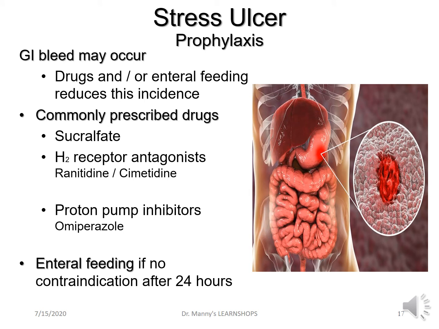Stress ulcer prophylaxis is the second. So gastrointestinal bleeding could occur just by being in a stressful situation, by being on a mechanical ventilator. Drugs and enteral feeding could reduce this incidence, and commonly prescribed medications are sucralfate, histamine 2 receptor antagonists such as ranitidine or cimetidine, proton pump inhibitors such as omeprazole. And if there's no contraindication to nasogastric or enteral feeding, it should be commenced after 24 hours on a mechanical ventilator.